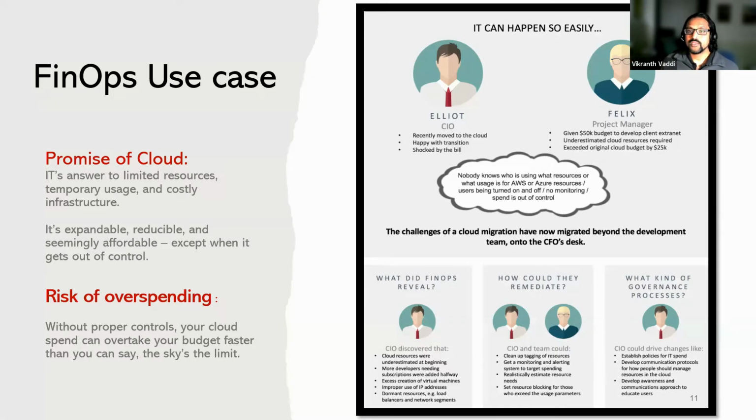And on top of it, you want to solve this problem for good. So you establish a governance mechanism as defined in FinOps, where you can have policies for IT spend, and you can develop those communication protocols for how people should manage those resources in the cloud, and develop overall an awareness and communication approach to educate users. And that's how the FinOps framework takes into account ongoing issues in clouds, and comes up with a design pattern, a solution pattern, and provides guidance on how to solve the problem of cloud spending. Next slide.